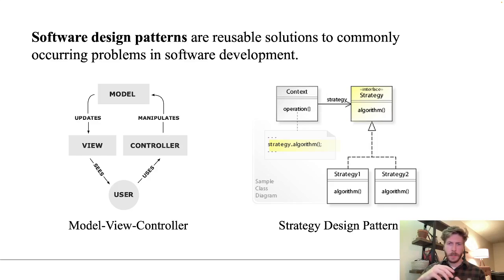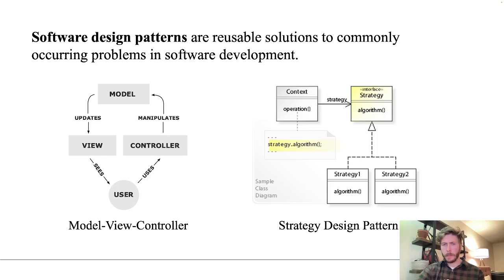Shown here is the popular model view controller design pattern, popular in web applications and mobile apps, as well as the more traditional strategy design pattern, which is one of what are called Gang of Four design patterns, and they're often taught in college CS programs.